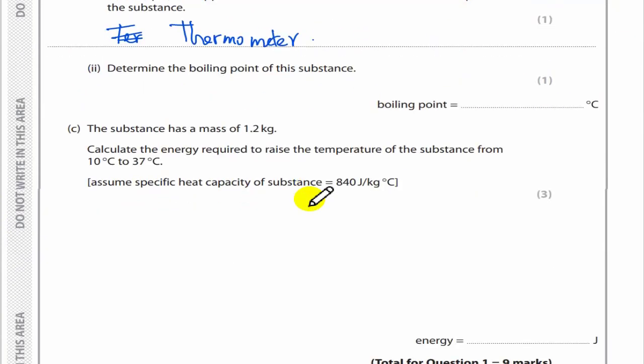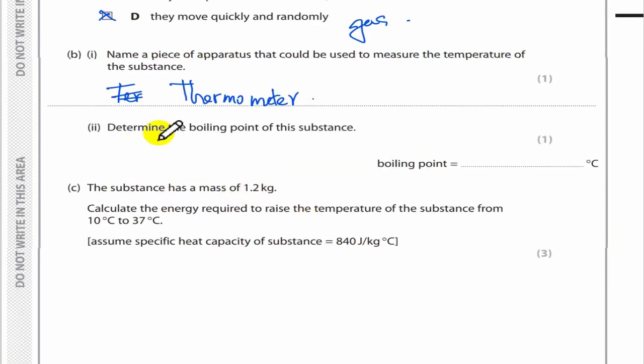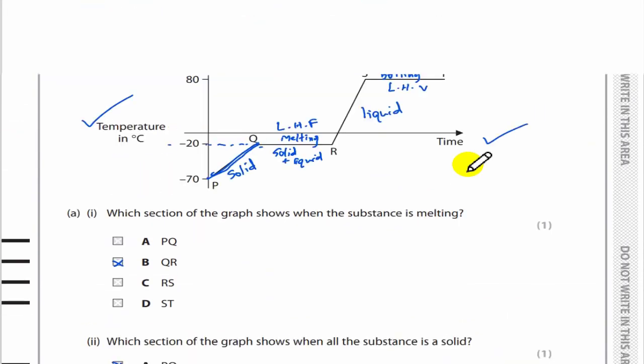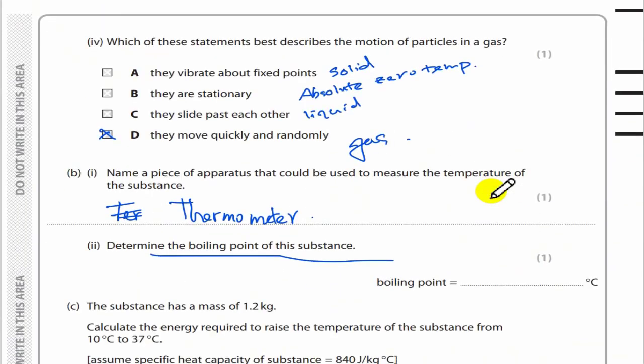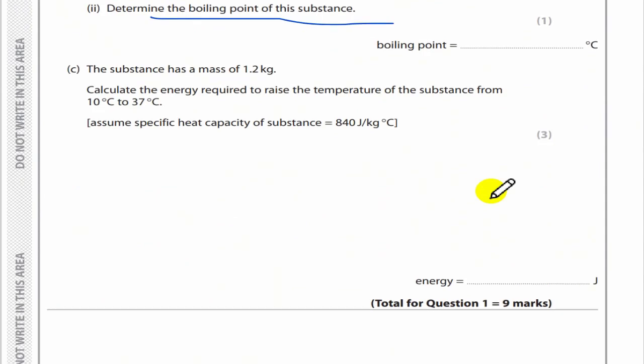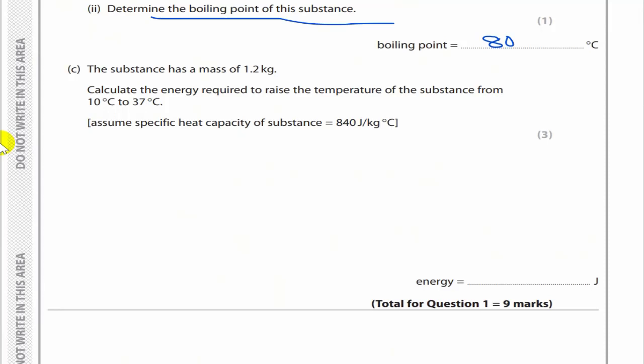Question B, Roman 2. Determine the boiling point of this substance. Here it is the boiling point, 80 degrees Celsius. The boiling point is 80 degrees Celsius.